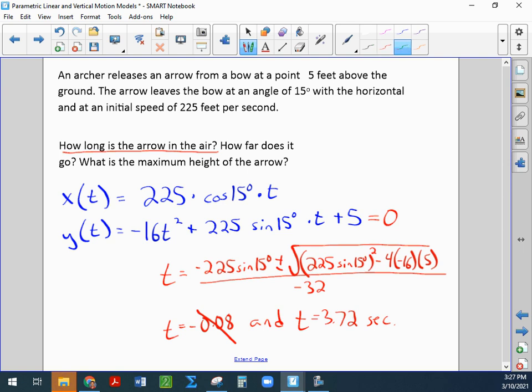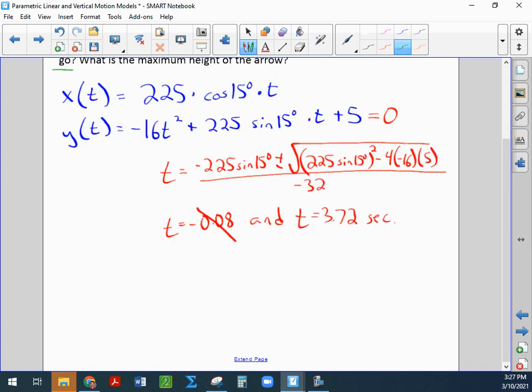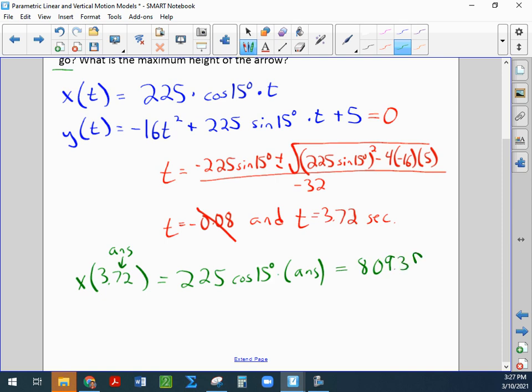The next question is, how far does it go? So what's the horizontal distance traveled? So what is x at 3.72? But really, I'm just going to plug my answer from my calculator in there. So I'm going to use the stored value. So 225 cosine 15 degrees times the answer from my calculator. 225 cosine 15 times answer. I'm going to get 809 feet. 809.3 feet.